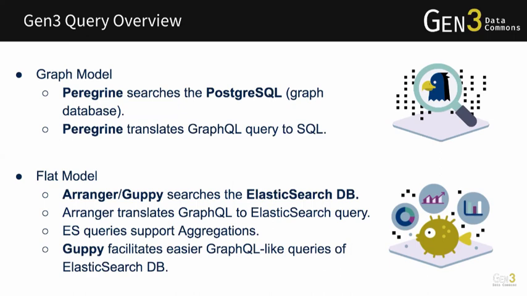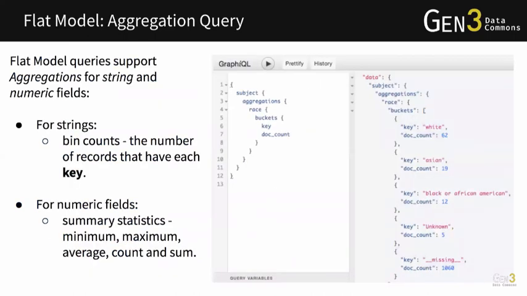The neat thing about Elasticsearch queries is that they support aggregations. And Guppy is one of our up-and-coming services. It's not released yet, but it's going to facilitate easier GraphQL-like queries of the Elasticsearch database. As I just mentioned, flat model queries support aggregations for strings and numeric fields.